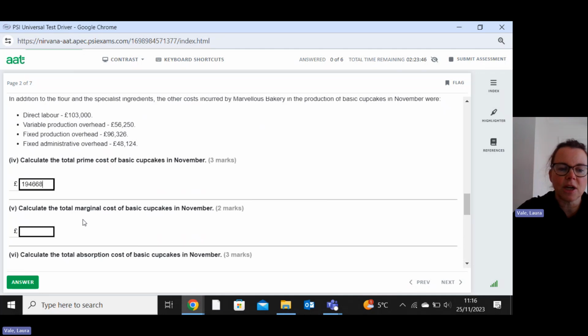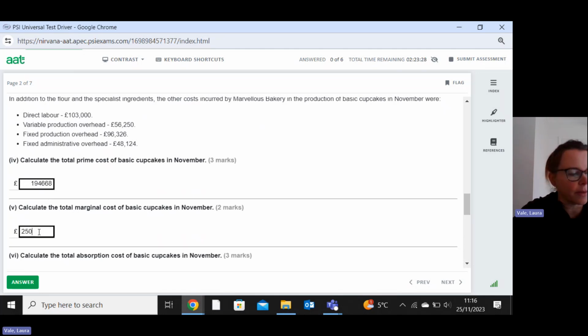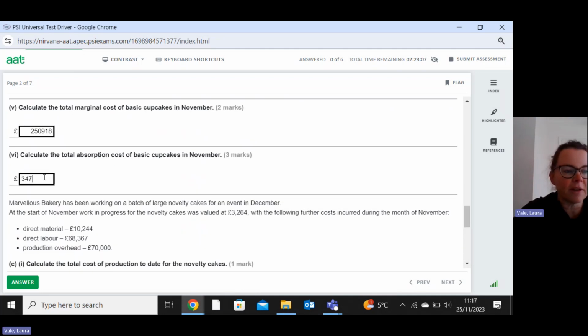Then we have to calculate the total marginal cost. So marginal cost is our prime cost plus the variable production overhead, which is 56,250. So adding that on gives me 250,918. And then the total absorption cost. So we take our marginal cost and we add our fixed production overhead of 96,326. So my total absorption cost will be 347,244.